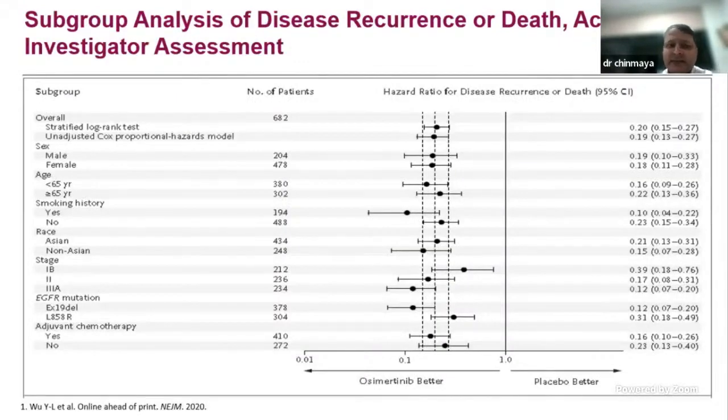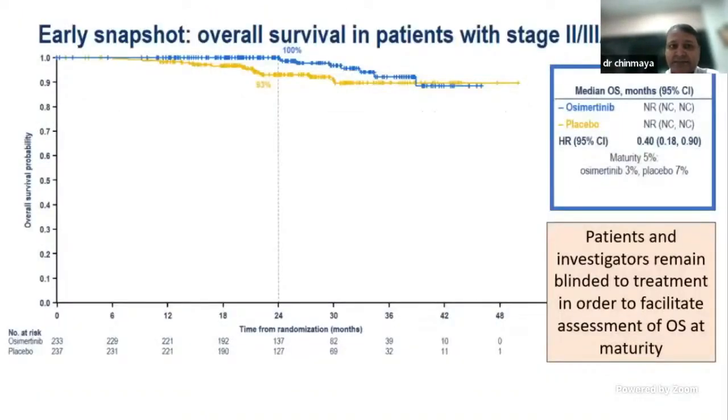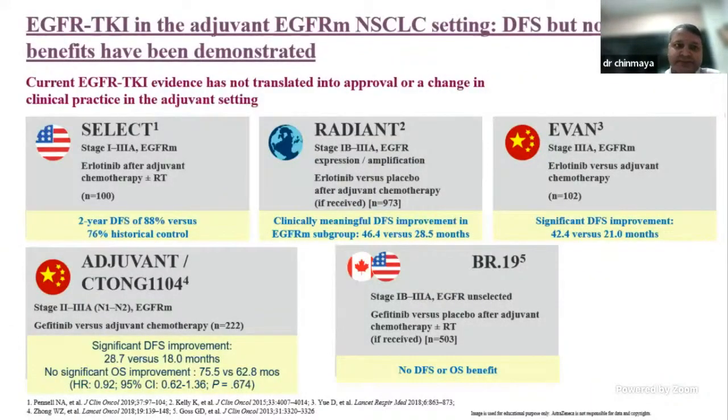When they analyze the subset analysis by male or female, age less than 65 or more than 65, smoking history, Asian, non-Asian, any mutation present, adjuvant chemotherapy taken or not taken, across all subsets osimertinib is proven to be better. And this is the data of the 2-year overall survival. The 2-year overall survival was actually not reached in both groups, and that is the data with a hazard ratio of 0.4. This is the early 2-year data that they have shown in the picture.